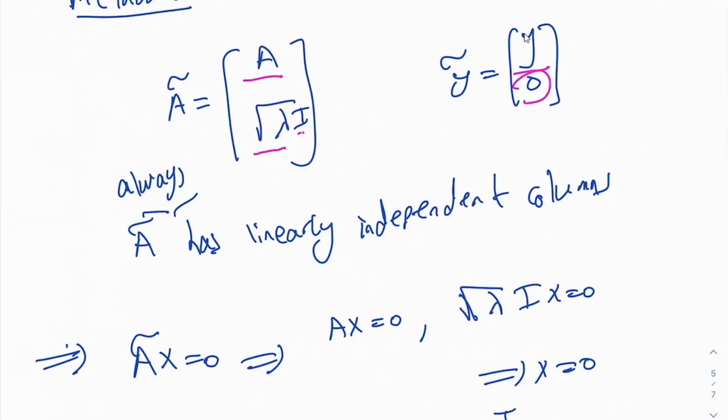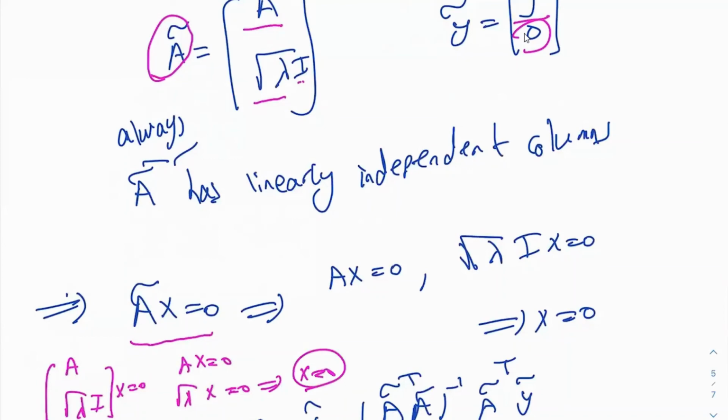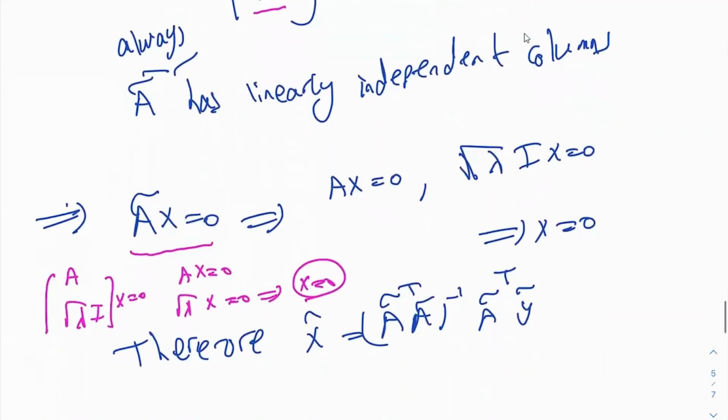In order to use this, we need to prove that this A bar has linearly independent columns. How do we prove this? Let A bar times x equal 0. It means this equals 0, which means that Ax equals 0 and the square root of lambda I times x equals 0. From the second equality constraint, this means that x is equal to 0. Therefore, A bar x equal to 0 gives us x equal to 0. So we know A bar has linearly independent columns. Good, and therefore the solution is nothing but this expression.